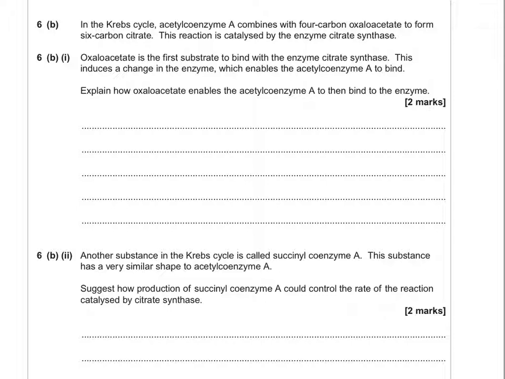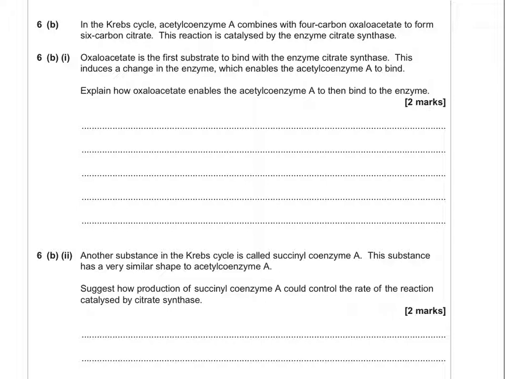Well, in terms of the enzyme, it's the shape of the active site being changed. So the active site is moulding around the substrate, okay? So therefore it's now complementary. Alright, so you could also say that there's a change in the tertiary structure affecting the active site.